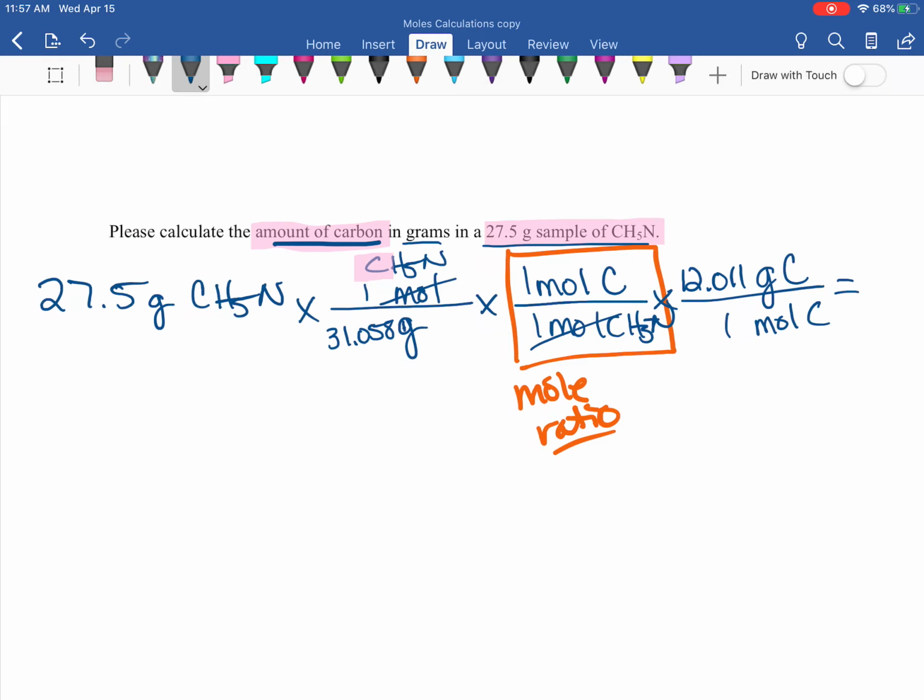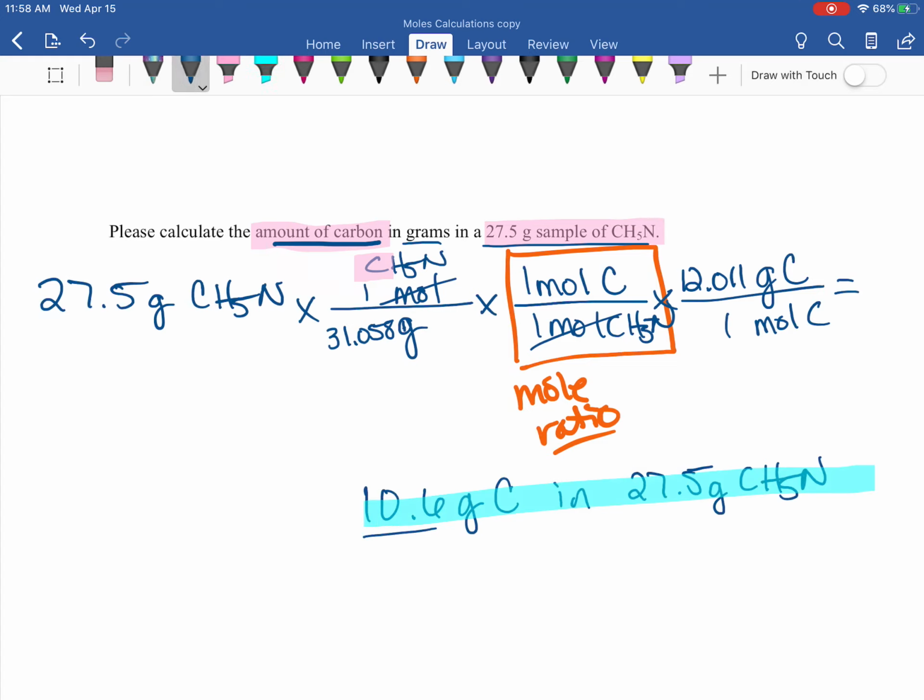Grab your calculator. Let's do this. All right, 27.5 divided by 31.058 times our 12.011. And what do we get? I get 10.635. Can I go ahead and round already? And that's going to be grams of carbon in that total sample. So anytime you've got 27.5 grams of methylamine, 10.6 of that is carbon.